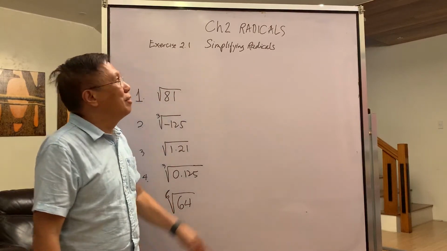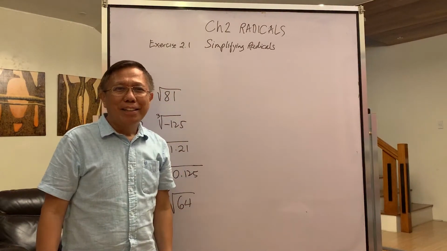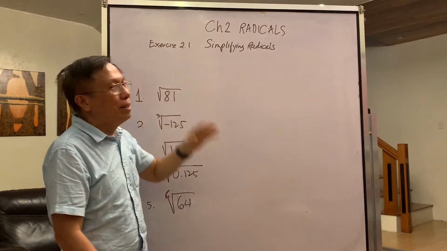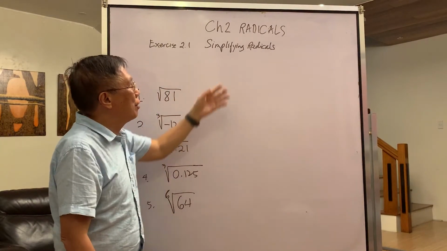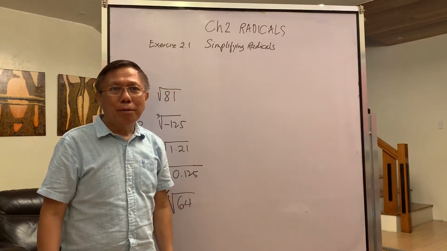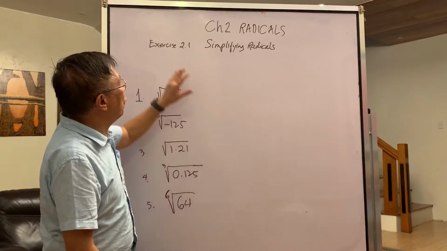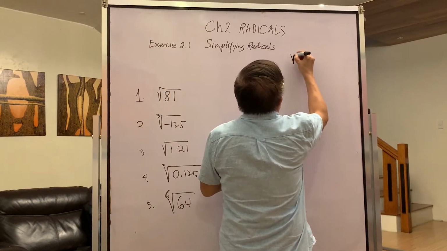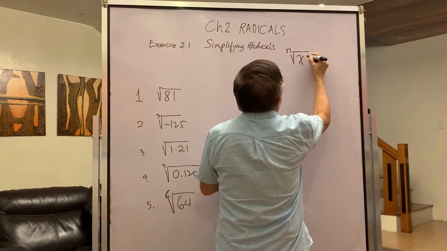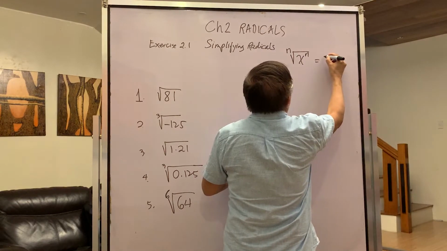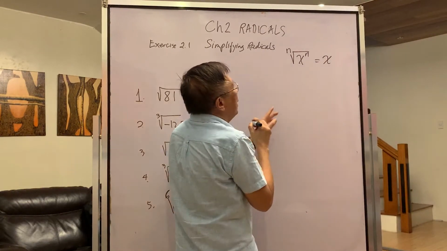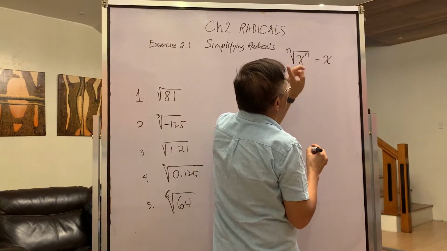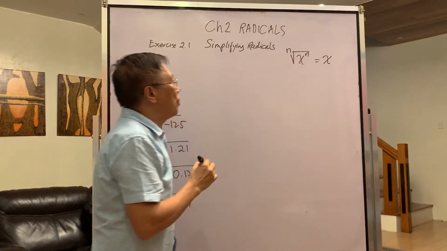Okay, welcome back to chapter 2, Revisited. So, what we'll do today will be to present to you particular examples on the laws that we have already discussed. Okay? So, for this part, exercise 2.1, simplifying radicals, we had here before the nth root of x raised to the n equals x, provided that when n is even, x cannot be negative. Okay? We discussed that already before.